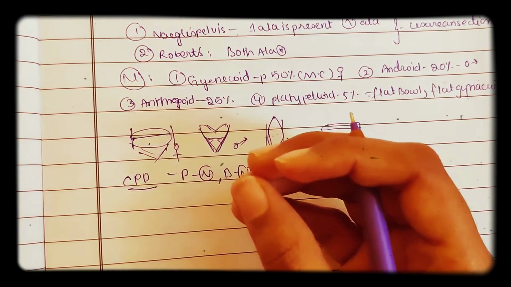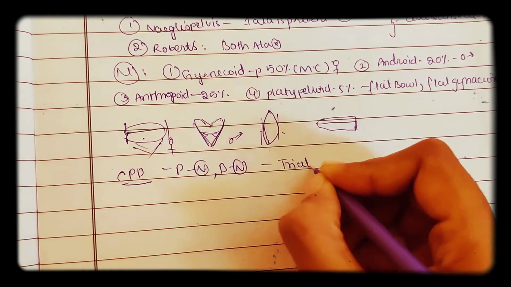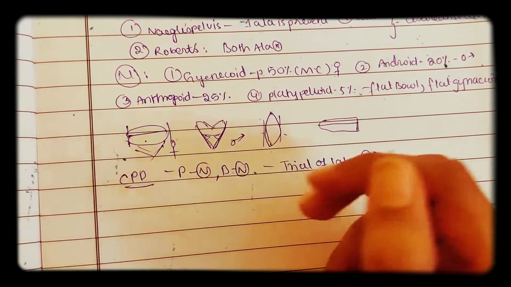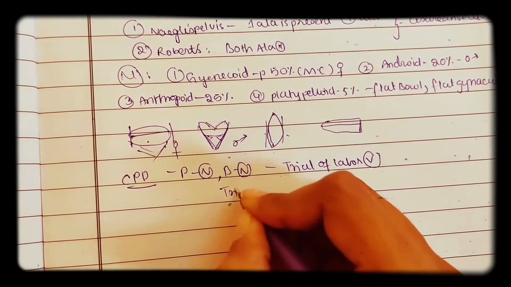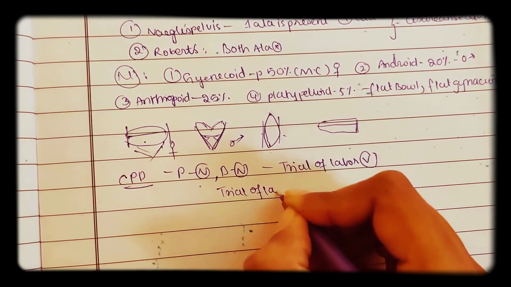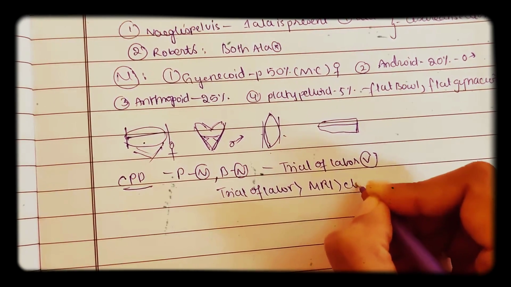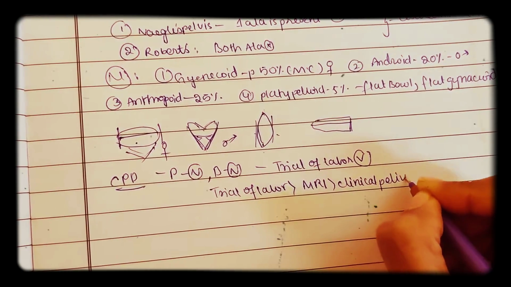Okay, so in this case the trial of labor is done. You should do the trial of labor here. Okay, and clinical assessment is not used. The best method to diagnose the CPD is trial of labor greater than MRI greater than clinical pelvimetry. So this order we need to remember.